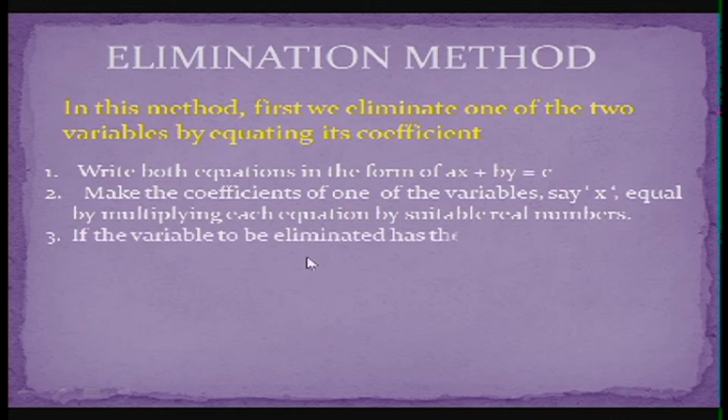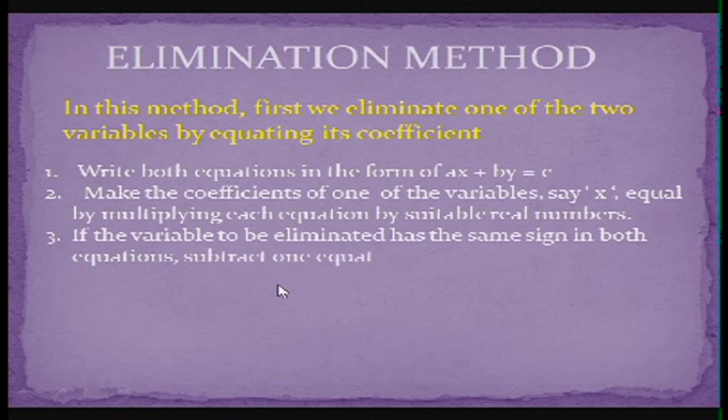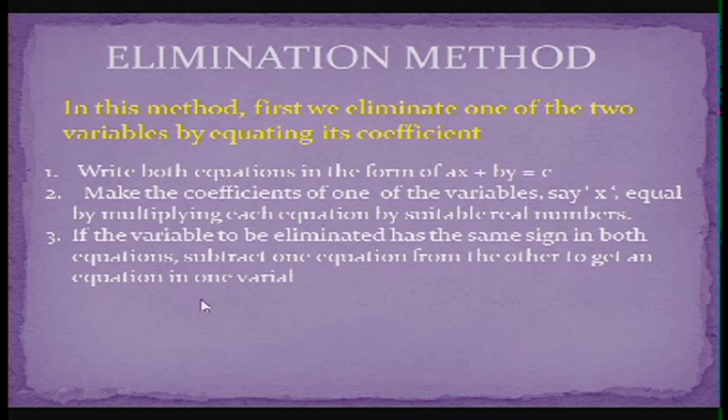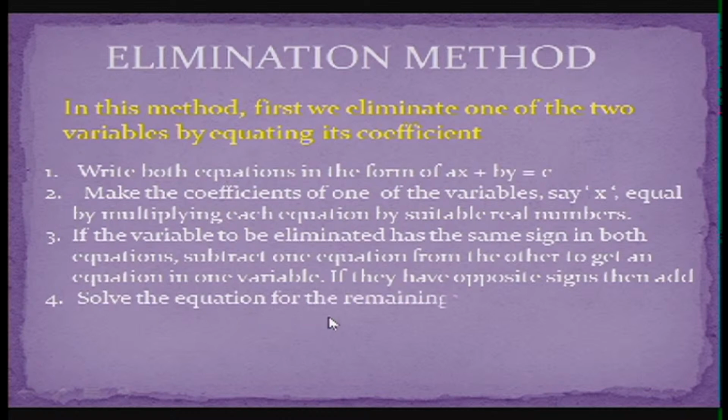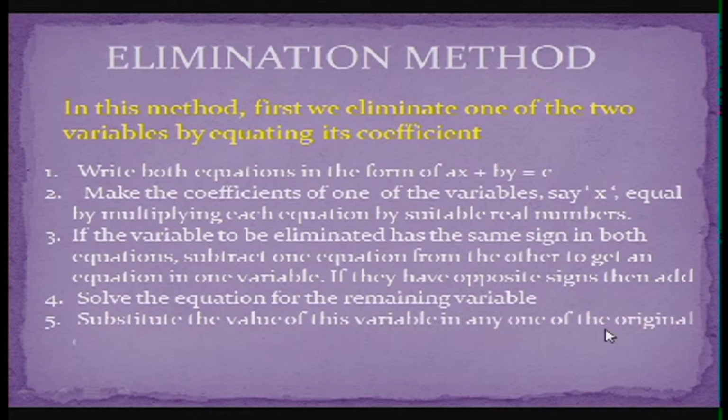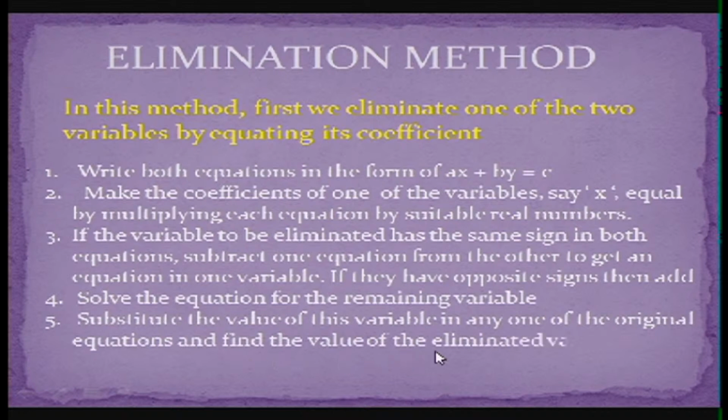If the variable to be eliminated has the same sign in both equations, subtract one equation from the other to get an equation in one variable. If they have opposite signs, then add. Solve the equation for the remaining variable and substitute the value of this variable in any one of the original equations and find the value of the eliminated variable.